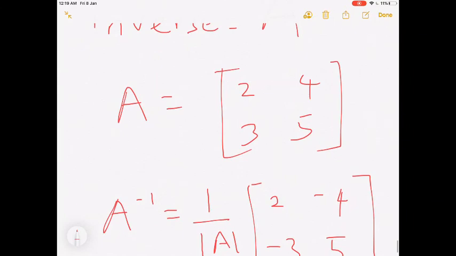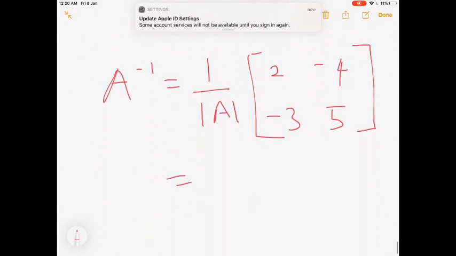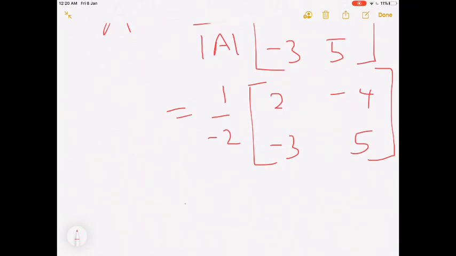So the determinant of the original matrix here is 2 times 5, which is 10, minus 12, so 1 over minus 2. Now let us multiply each side, and we have 1 over minus 1, positive 2, sorry, just 2, minus 3 over 2, 5 over 2.